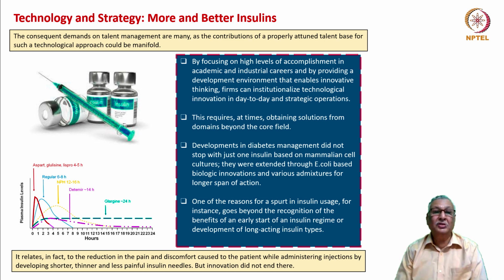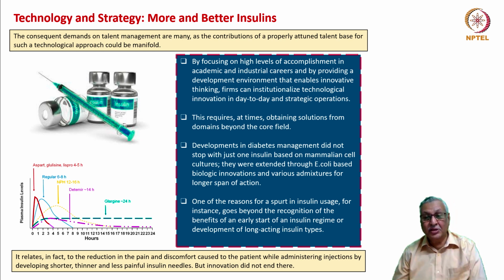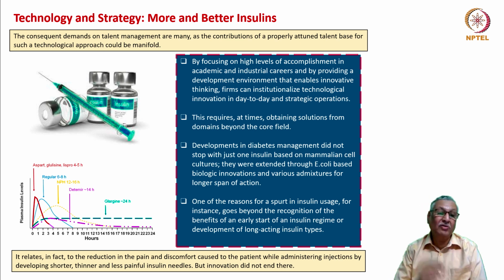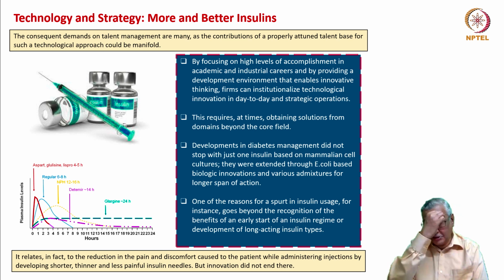We had insulins in vials, but then we have also developed insulins from mammalian cell culture to E. coli and now to various other cell structures. So the level of accomplishment that existed in the academic field was utilized by the industry to take the insulins to higher level. The graph below shows that the first ever insulin, that is the aspart, glulisine and lispro, had an activity level of just 4 to 5 hours. These are short acting insulins. Then came regular insulins, which had an activity level of 6 to 8 hours.